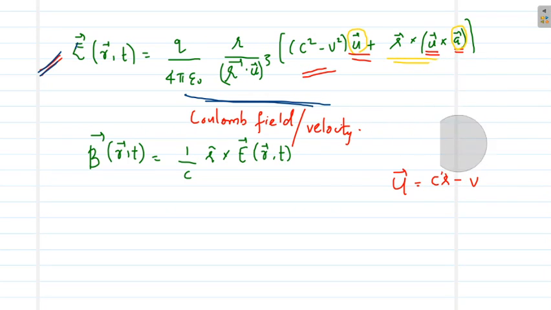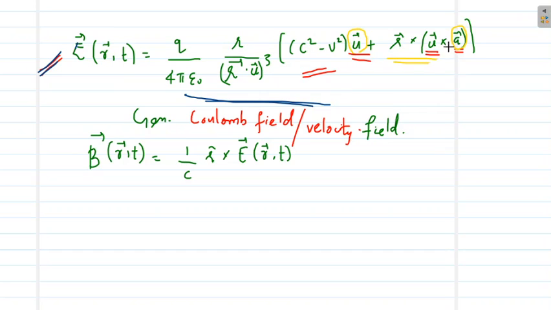So these are the peculiarities of the first term of this equation. The first term is called the velocity field, or the generalized Coulomb field. Now coming to the second part, in that term, the term of acceleration comes.